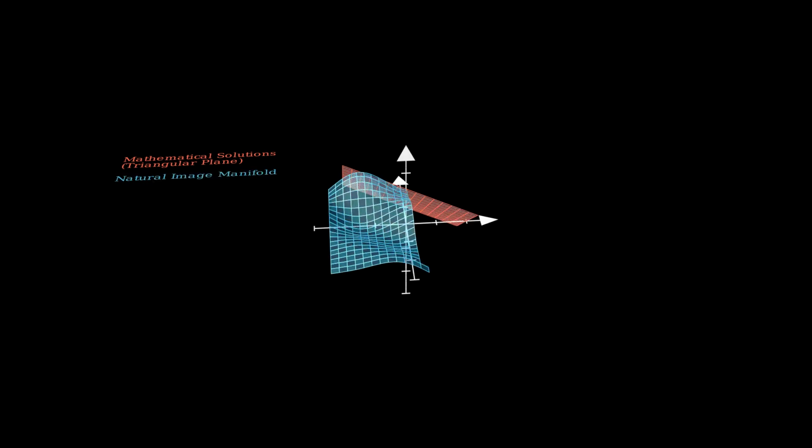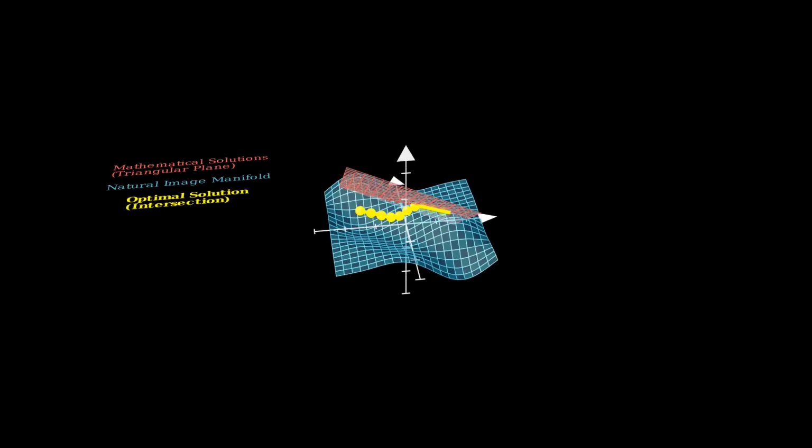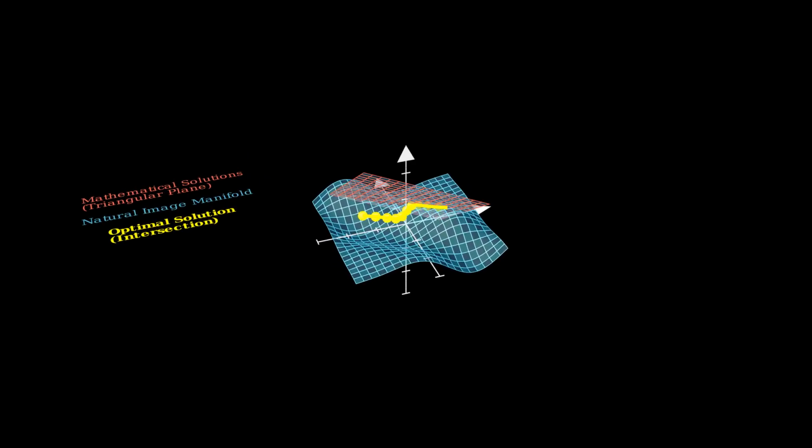This is where a world model comes into the picture. A world model is a higher level understanding of objects and their plausible colors. It knows that grass is green, the sky is blue, and skin tones fall within a certain range. The model's task, then, is not to magically invert the grayscale conversion, but to find the intersection of two geometric objects, the triangular plane of infinite solutions, and the low-dimensional manifold of natural images. By finding the solution that lies on this manifold, the model finds the one that conforms to its learned model of reality. This is exactly what deep learning models trained for this task do.